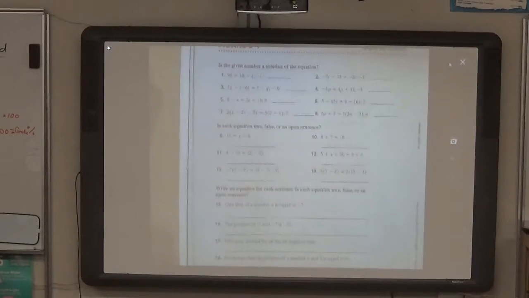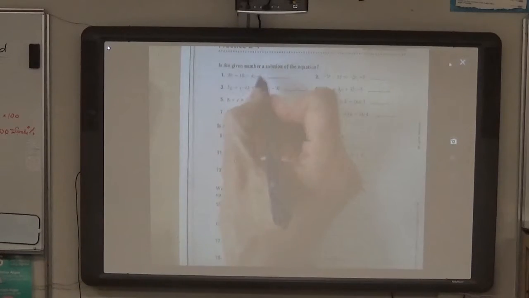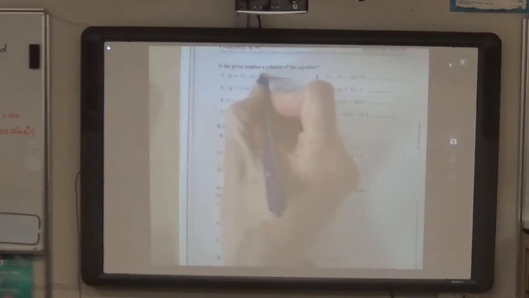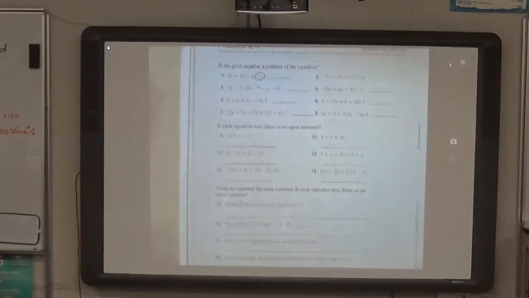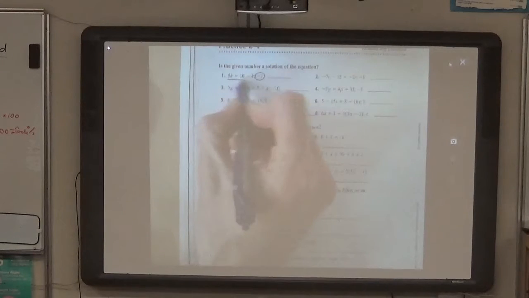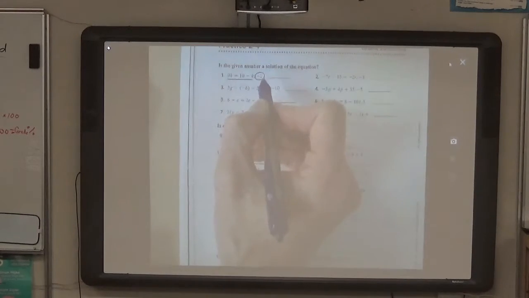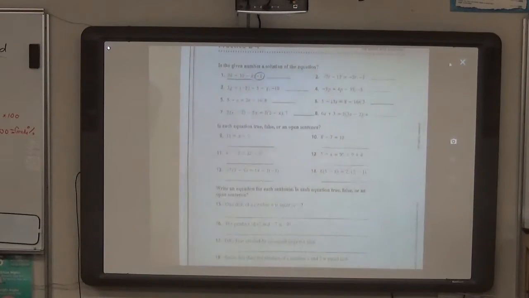So in this first section for tomorrow, you're going to check the given value. This given value will be on the right side. They give us an equation, and then they want you to check this given value. We've done this before. You substitute it in with parentheses and see if it makes a true sentence. If it does, write yes. If it doesn't, write no.